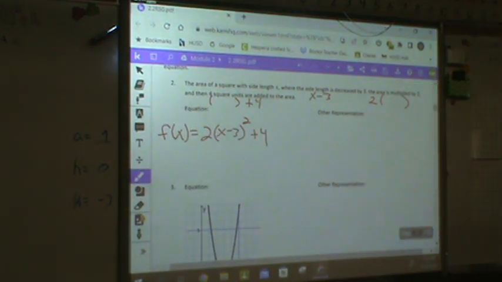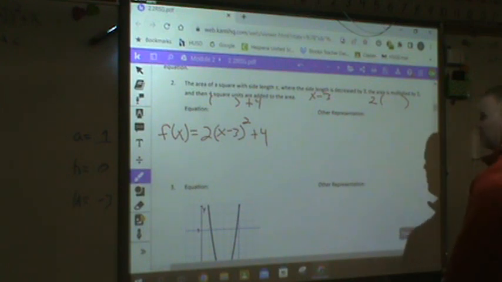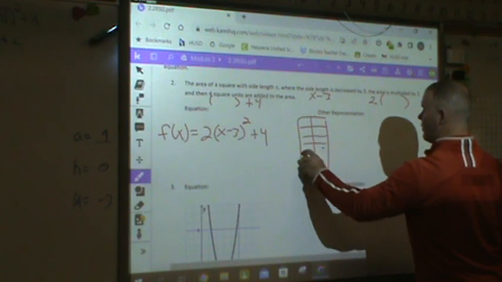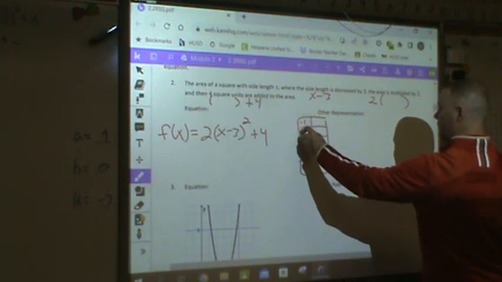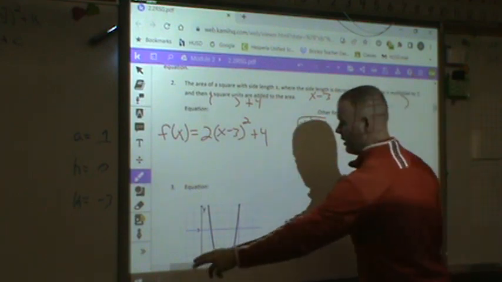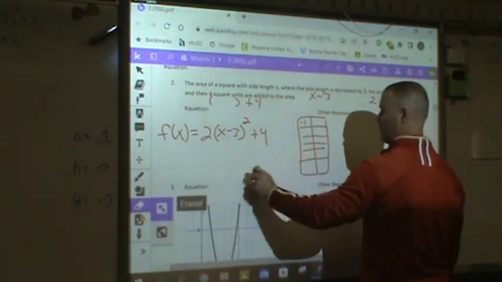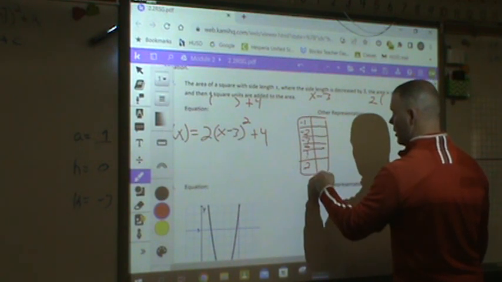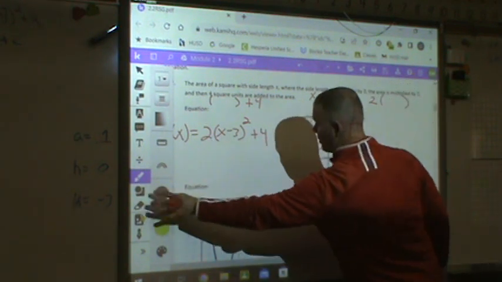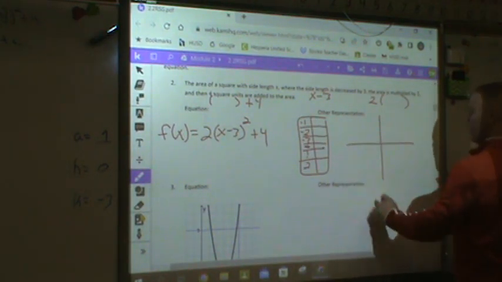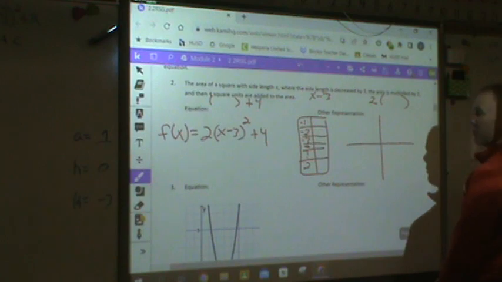Now another representation of this is going to be either a table or a graph. If I do the table, I've got to put in input values. You can't have -0, come on. And you would basically have to do this problem 6 times. I don't want to do it 6 times. So the easier version of this other representation is a graph.